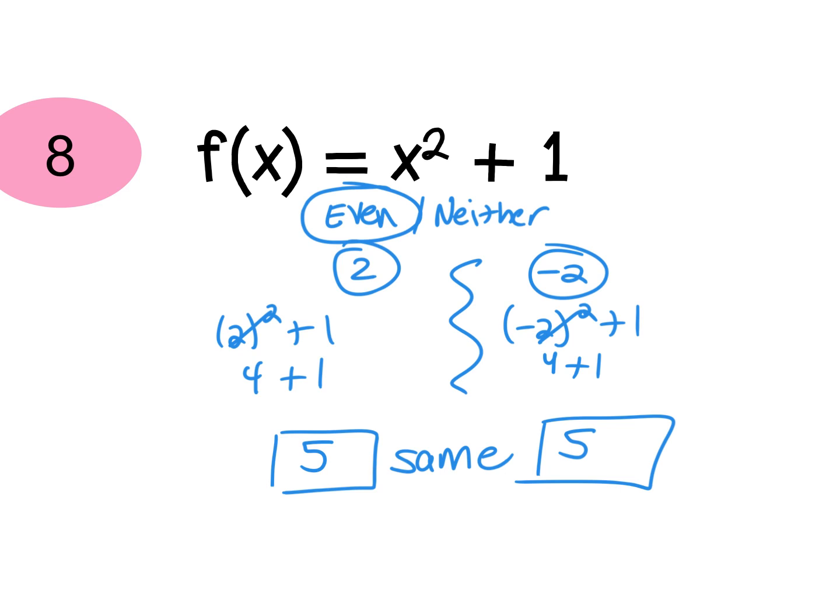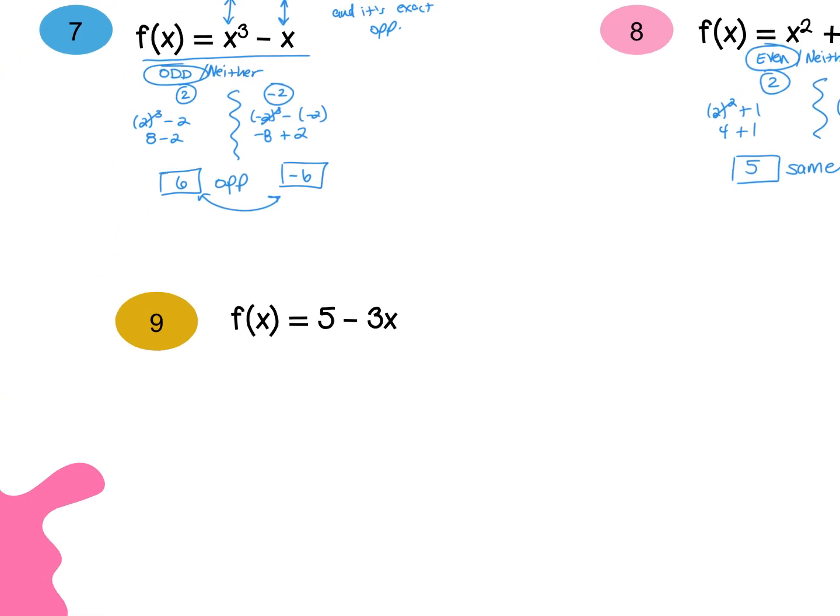If you guys did 3, let's do 3 real quick, everybody. What is 3 squared? Plus 1, 10. What is negative 3 squared? 9 plus 1, 10. Is 10 the same as 10? That's how that works. All right, let's look at this one.